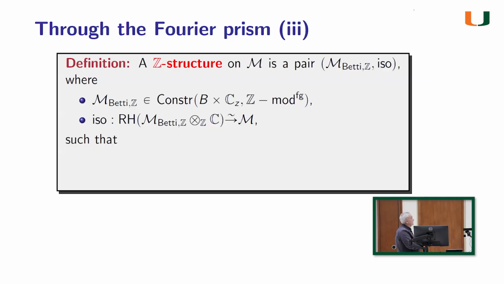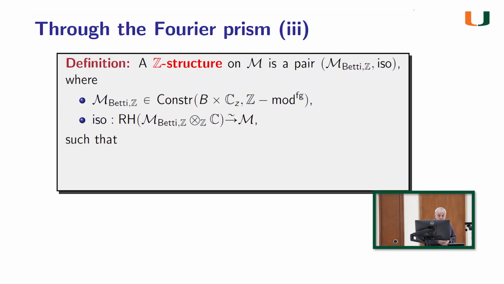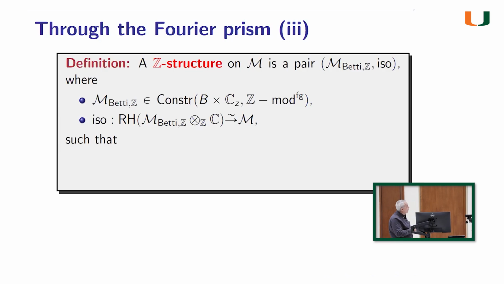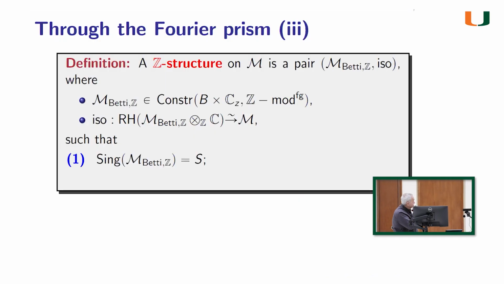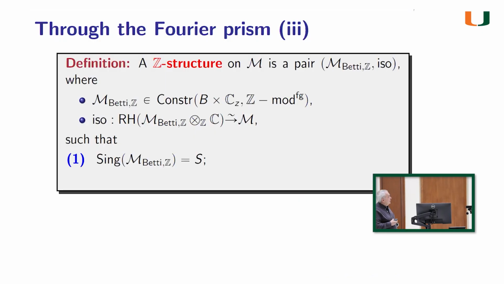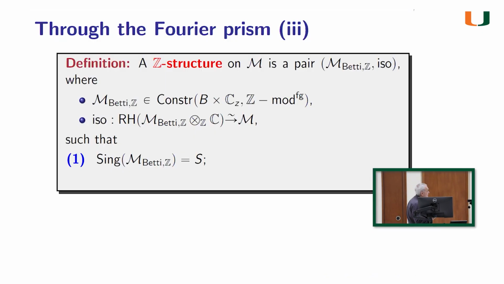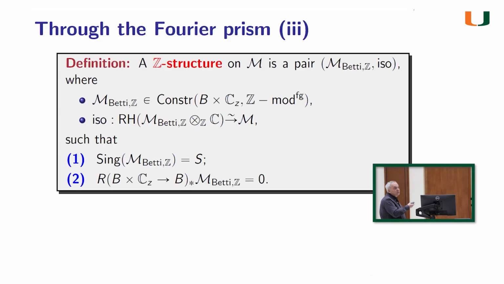Okay, now you can say what a Z structure is. It's a pair. In the Fourier dual picture, it's a pair of a constructible sheaf of finitely generated abelian groups, an isomorphism of the corresponding regular holonomic D module with M, such that the singular locus of the integral guy is S, what was the singular locus of M, and also it's in perv 0.